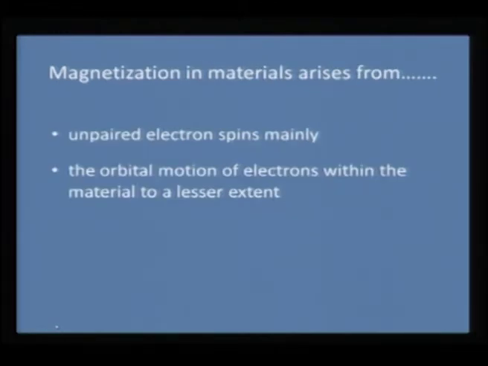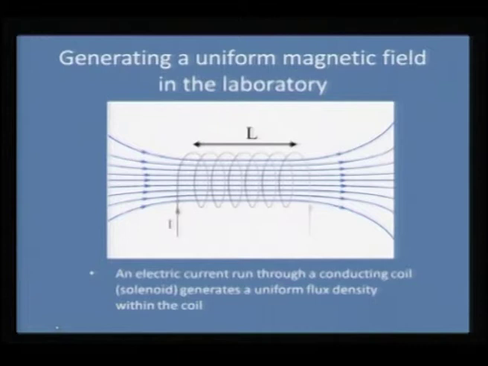Magnetization in materials generally can be categorized into two things. One is unpaired electron spins, or it could be due to orbital motion of electrons within the material, to a lesser extent. What is predominant is the number of unpaired electrons, but we should also understand there is a spin orbital contribution, spin orbit coupling, and because of the orbital motion of electrons there is also an intrinsic moment that is induced, but this is of a lesser extent. So, two contributions from the material itself apart from the dipoles.